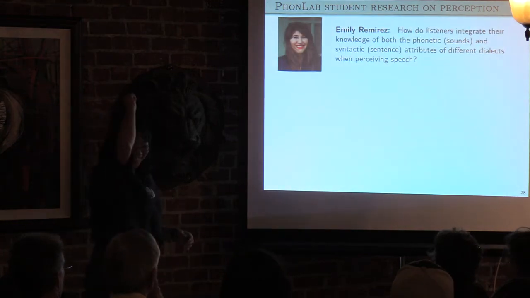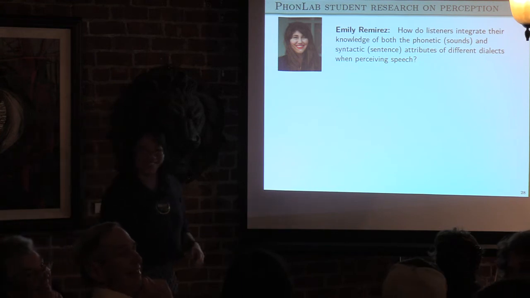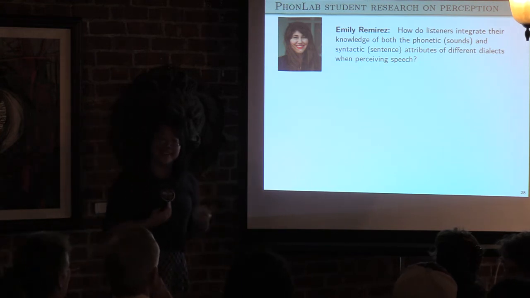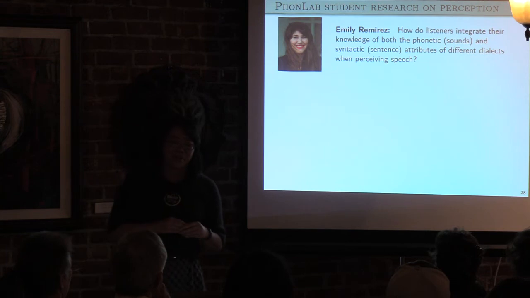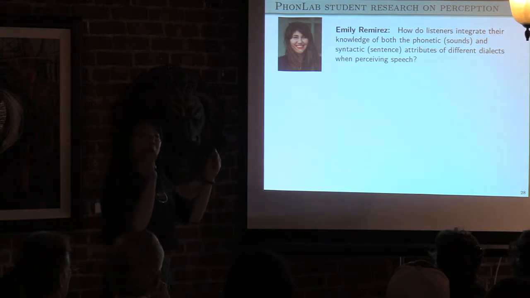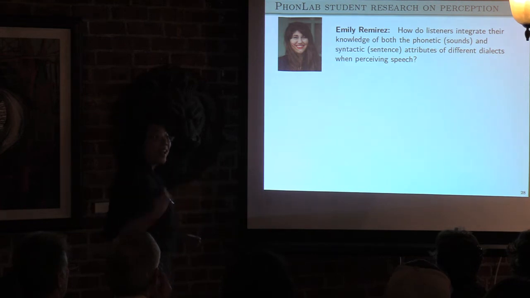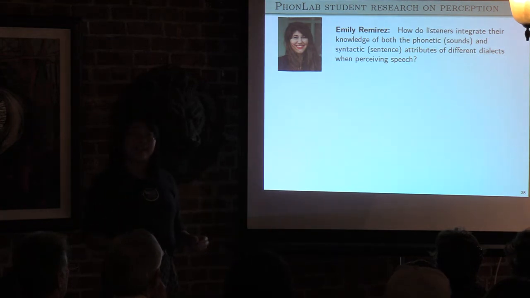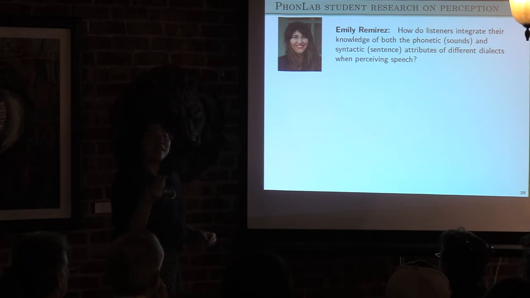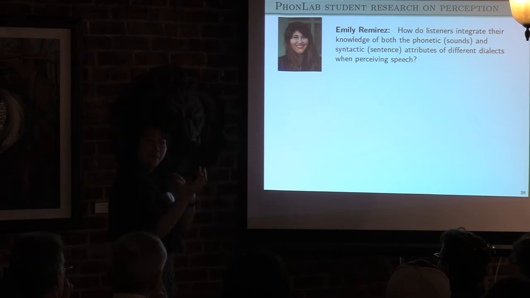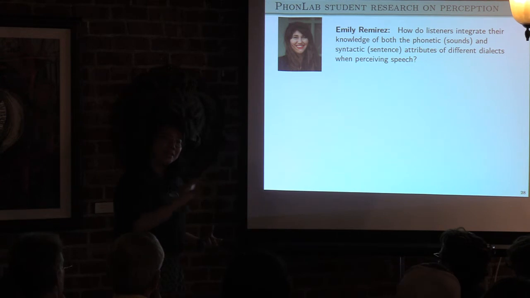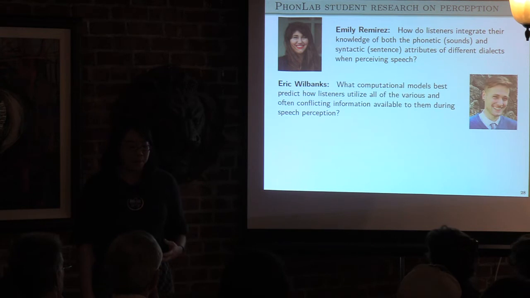Emily, who's right there. Thanks for coming tonight, Emily. Emily is doing some really fabulous work for her qualifying paper on how listeners integrate their knowledge of both the syntactic, so the sentences, and the phonetics, so the sounds, those differences in different dialects. So if you know that somebody is a different race than you, then you might integrate part of that into how you perceive their speech. But what if the only information you have is actually the sentences that they're saying? So how does that come into play? How does that get bootstrapped into speech perception?